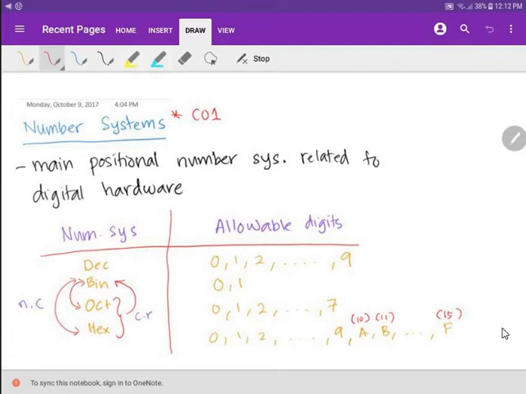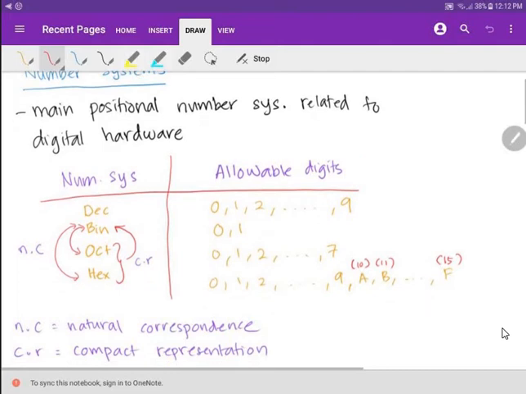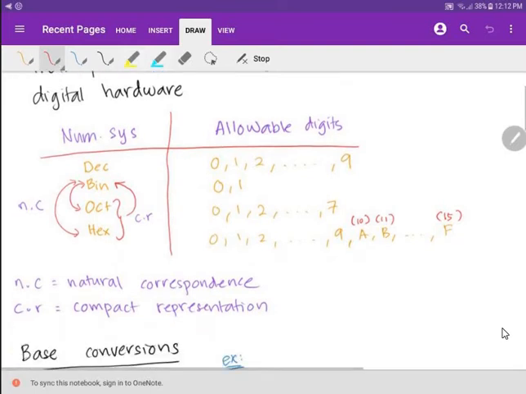So we actually saw positional number systems related to digital hardware especially. And what are the number systems related? We saw decimal, binary, octal and hex, and we saw what are the allowable digits for each respective number system. We also saw what we call the natural correspondence and compact representation, right? Octal and hex have the natural correspondence with binary, and octal and hex are the compact representation of binary. We saw that in later examples, right?